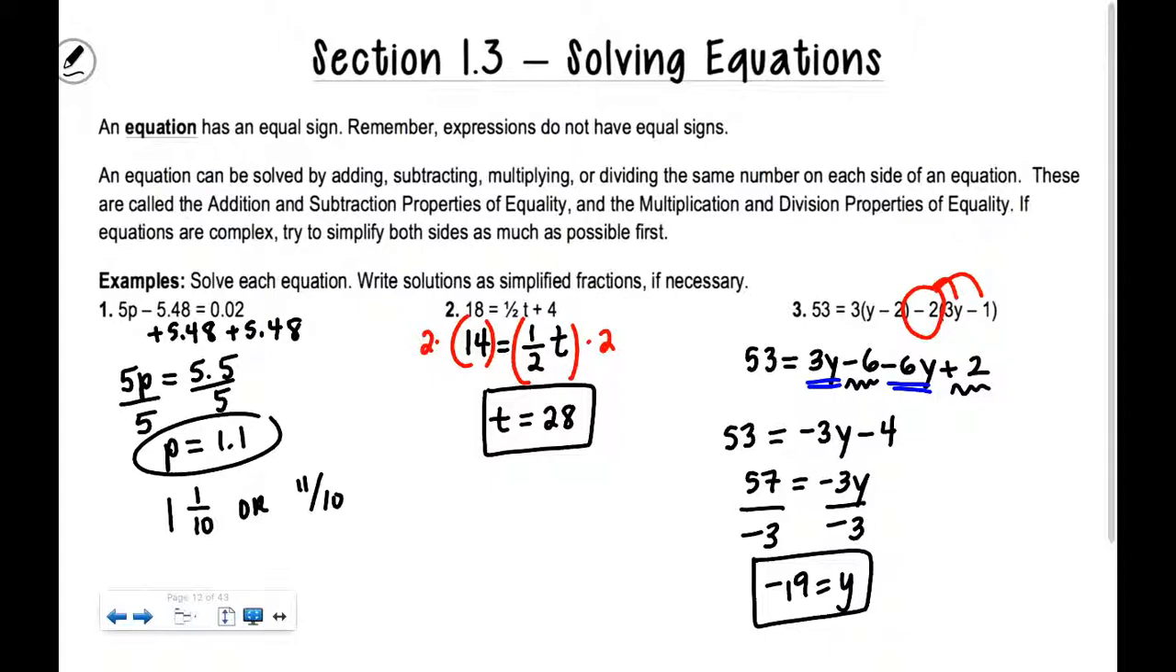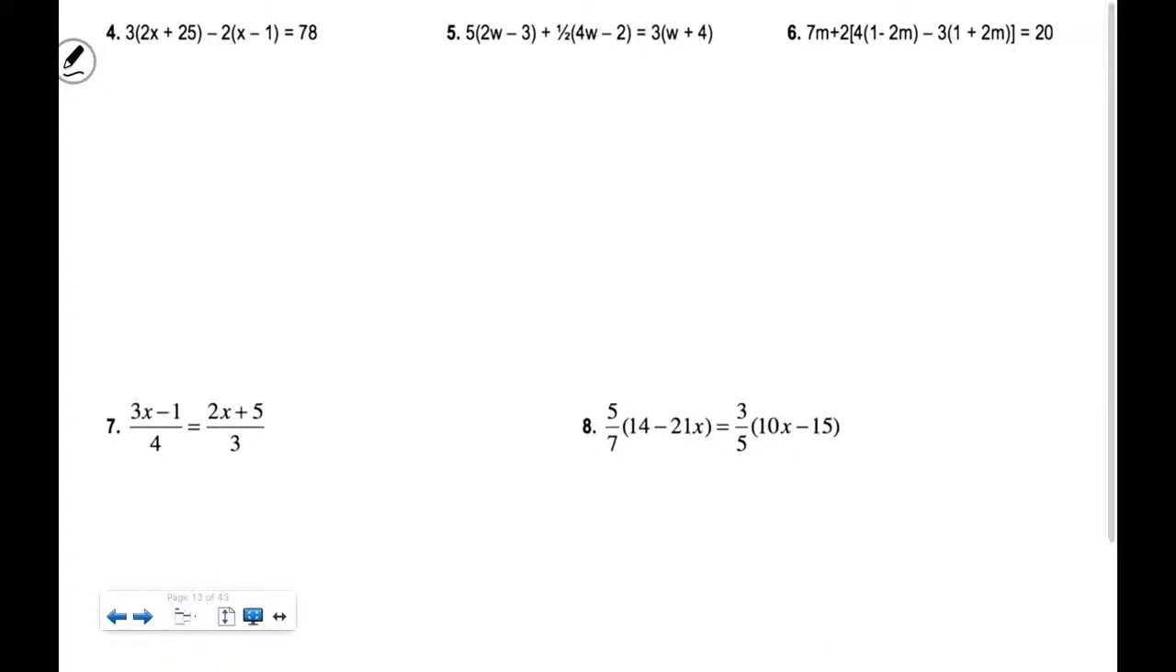These types of equations, I'm guessing you feel pretty confident about, right? You got it. All right. So number 4. So same idea. So we're going to distribute the 3n, so we get 6x plus 75. We're distributing the negative 2, so negative 2x plus 2 equals 78.